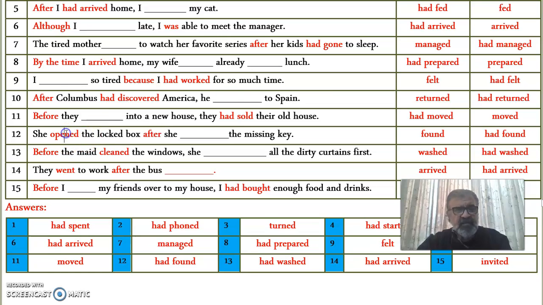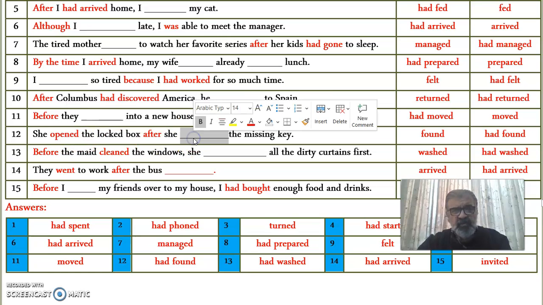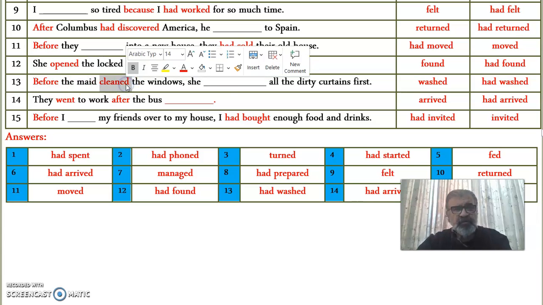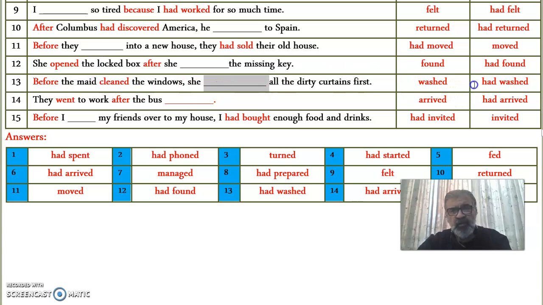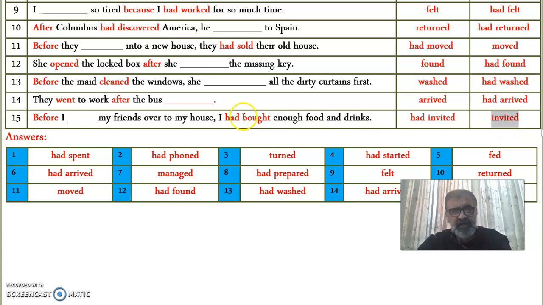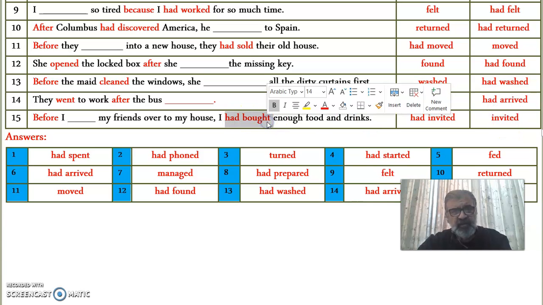After, preceded by action 2, then action 1, had found. Now before, always followed by action 2, then action 1, had washed. After, preceded by action 2, then action 1, had arrived. And the last one, before, followed by action 2, invited, and then action 1, had bought.